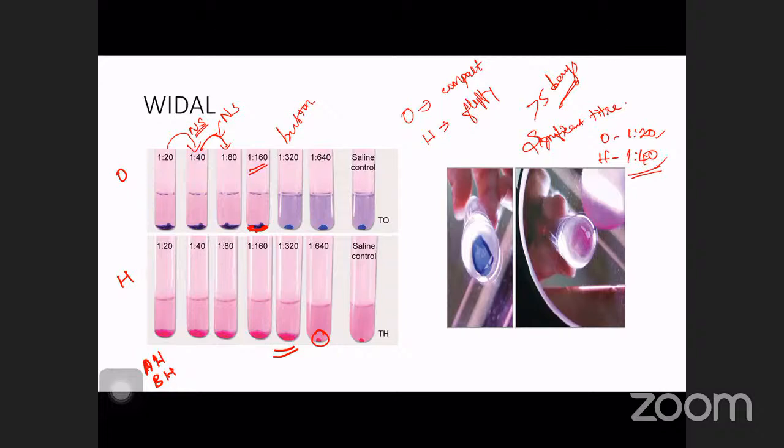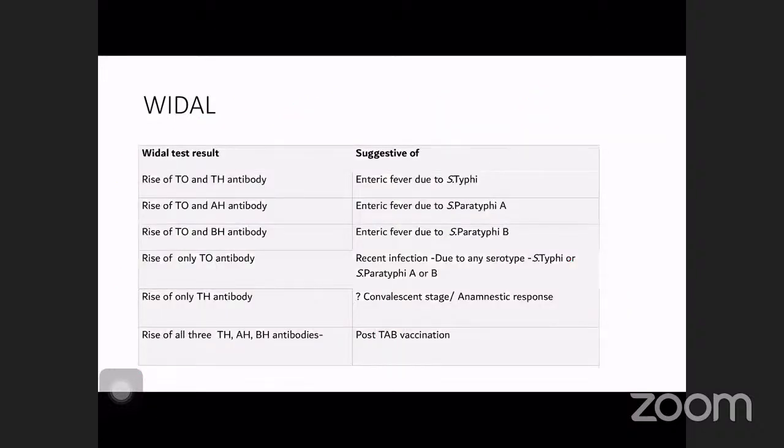So the significant titer for O antibody is 1 in 80 and for H is 1 in 160. These are things you must remember. The WIDAL test is a type of tube agglutination test. The significant titer for O is 1 in 80 and for H is 1 in 160, and the O antibodies will produce a compact pattern and the H antibodies will produce a fluffy pattern. So these are all the things which you have to remember. When you look into a concave mirror, this is the pattern you will be seeing. Now coming to the interpretation of the WIDAL test.